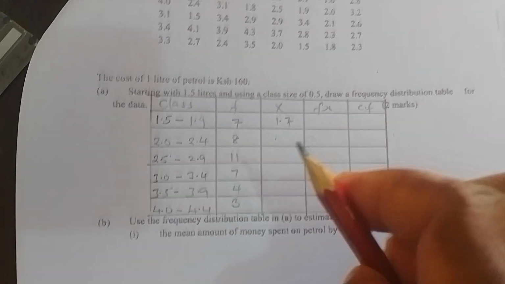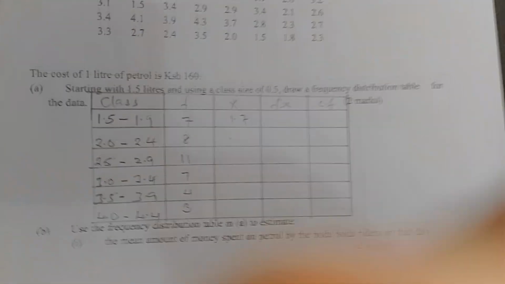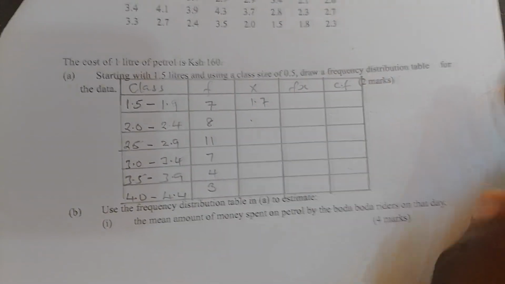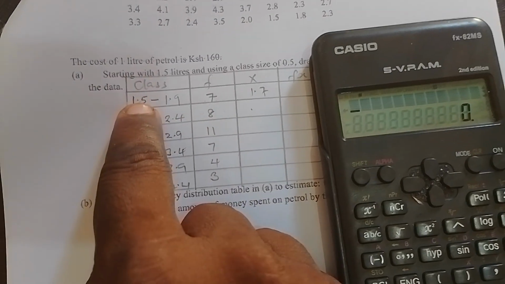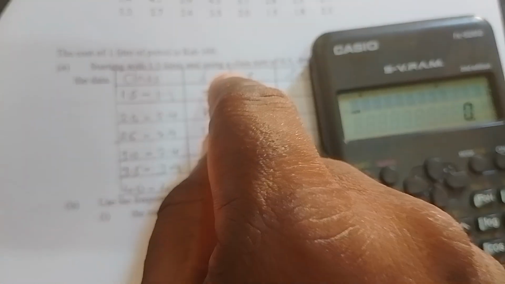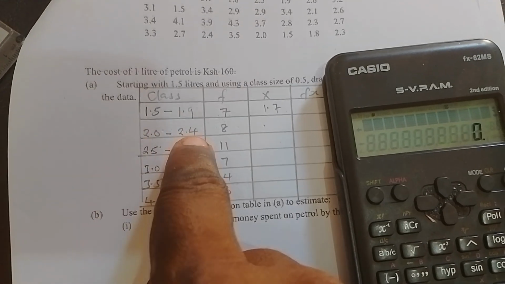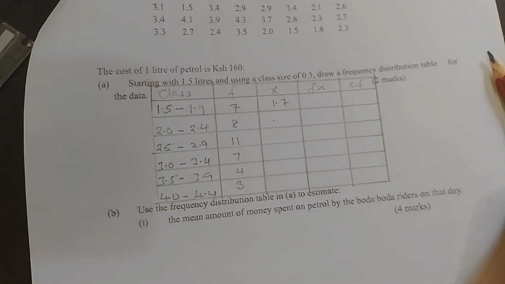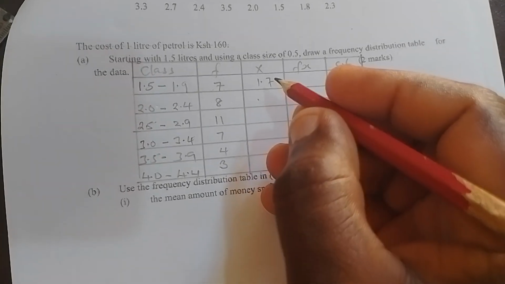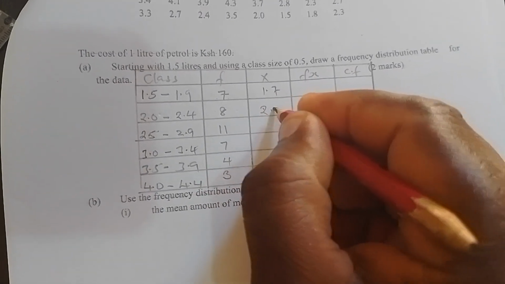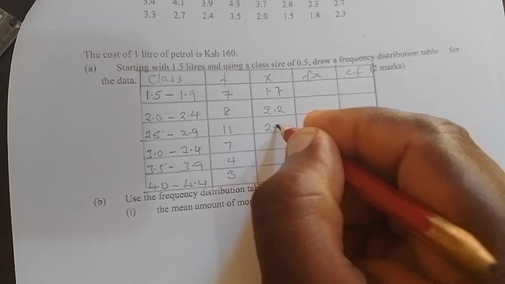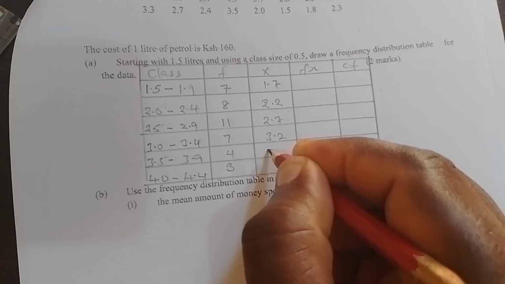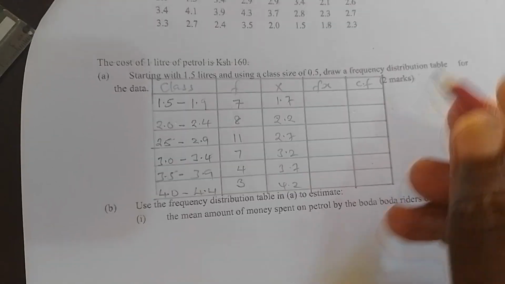So if we go by that, then considering the data we have, these are the frequencies, and then the midpoint. We just take 1.5 plus 1.9, divided by 2. Then the next one, 2.0 plus 2.4 divided by 2, 2.5 plus 2.9 divided by 2. If we do that, the first one will be 1.7, then 2.2, then 2.7. Just add 0.5. This will be 3.2, 3.7 and 4.2.